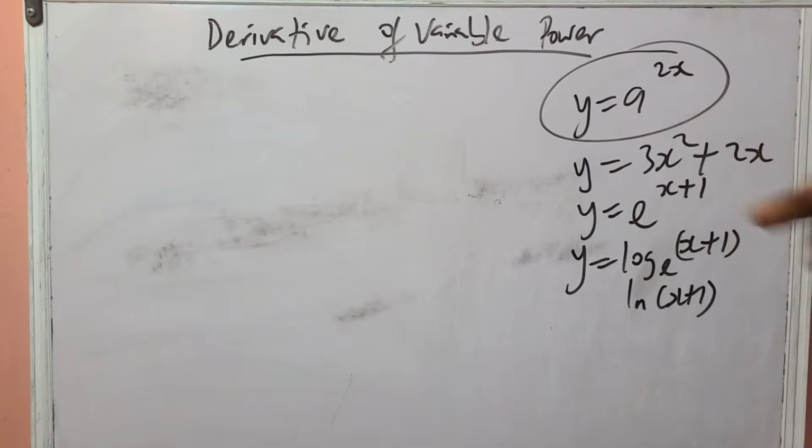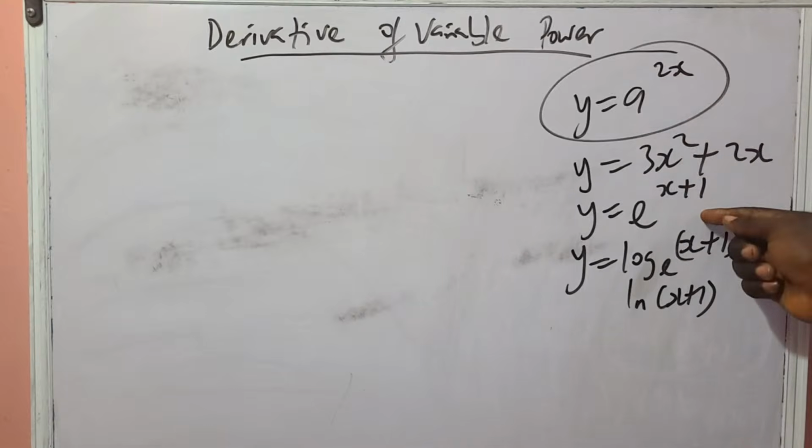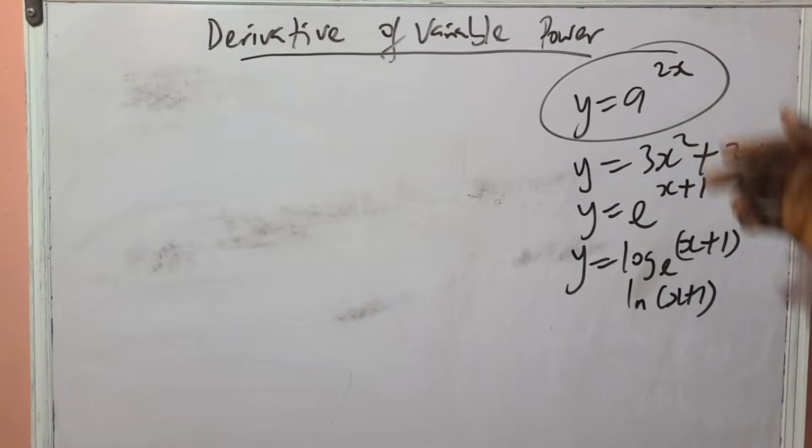They just told you that y equals a raised to power 2x. How do you differentiate something like this? How do you go about differentiating? This is not exponential, so you can't apply the rule of exponential here. This is not logarithm, you can't apply the rule of logarithm here. So how do you solve questions like this?